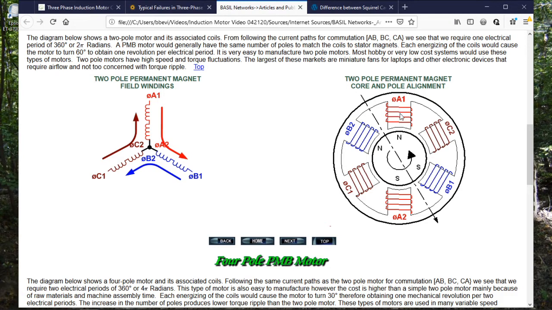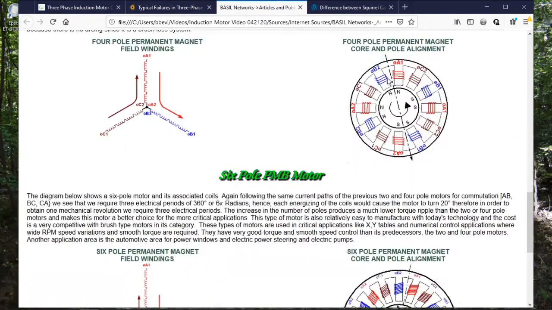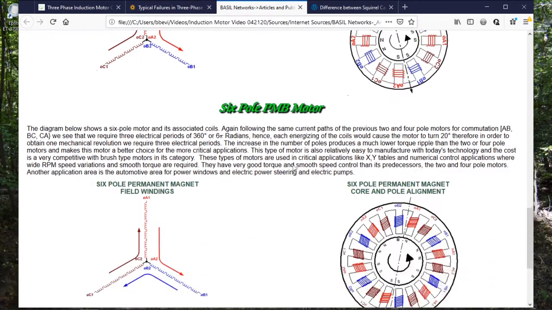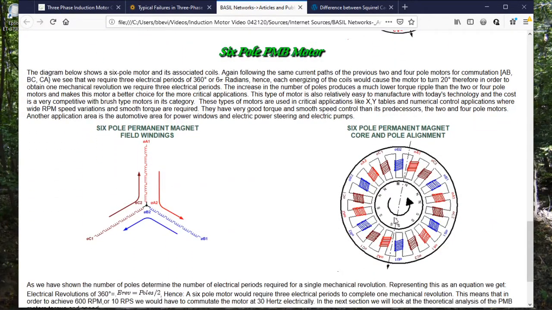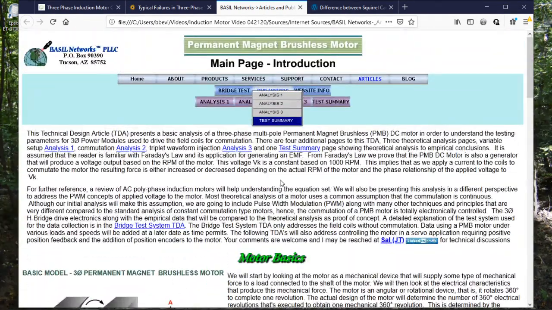Here you have phase A, phase B, and phase C. That's a 2-pole. Here's a 4-pole. You notice you've got 4 poles for phase A and so on. And here's a 6-pole, with 6 poles for each, and it shows the winding. So again, this is a really good article from Basler.